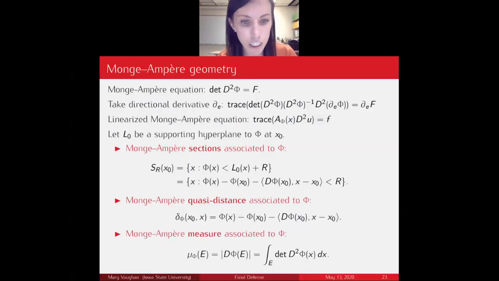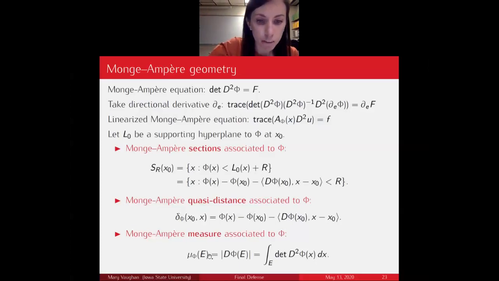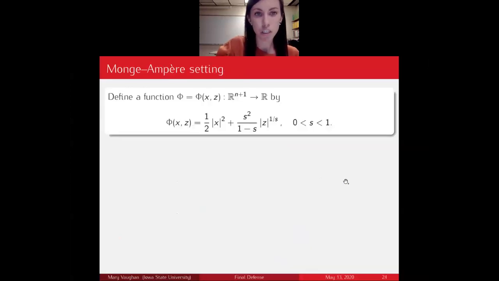And the other piece is the Monge-Ampere measure associated to phi. So the measure of a Borel set E is the Lebesgue measure of the gradient of phi of that set E, which for a sufficiently smooth function phi is given by the integral over E of the determinant of the Hessian of phi. And so this geometry gives us a quasi-metric space to work in. And so we will prove the Harnack inequality in Monge-Ampere sections.